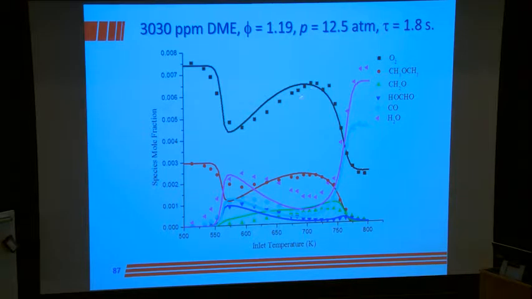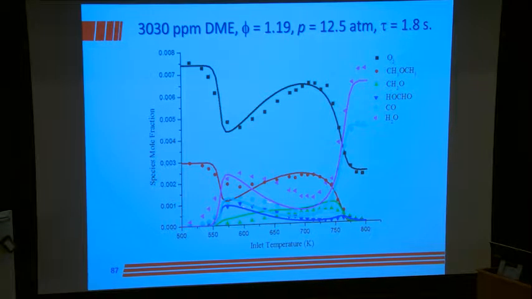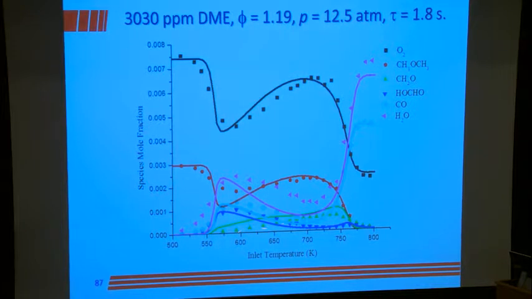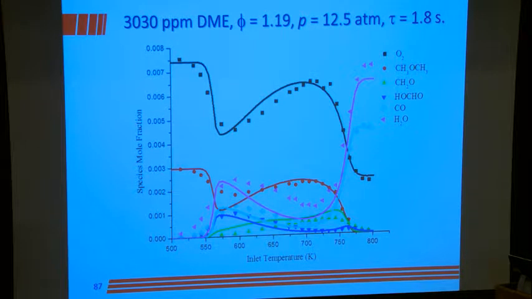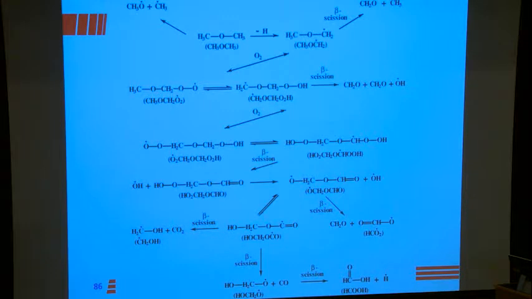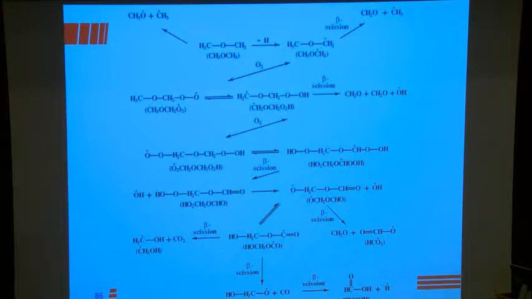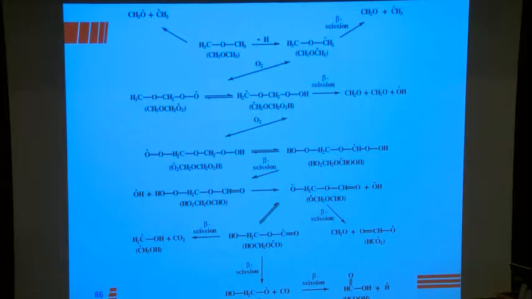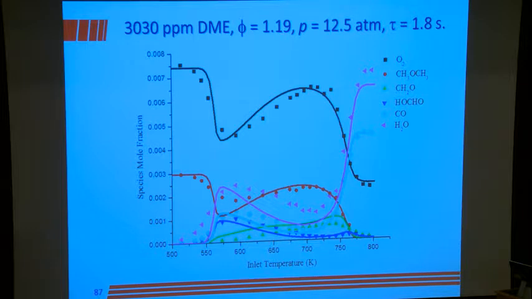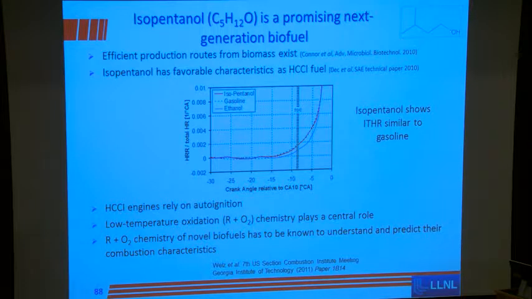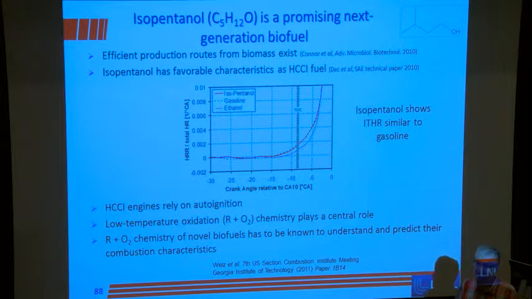Then the negative temperature coefficient behavior is due to the generation, in this case, of lots of formaldehyde. You see the formaldehyde increasing a lot in the negative temperature coefficient region. So the beta scission of this hydroperoxy alkyl radical, giving us formaldehyde plus OH, competes with the addition of this radical to molecular oxygen. And hence, we get the negative temperature coefficient behavior. And then the reactivity at high temperature is due to more high temperature kinetics and HO2 radical chemistry. Okay, so that's alcohols and ethers, we'll say, at high temperature.